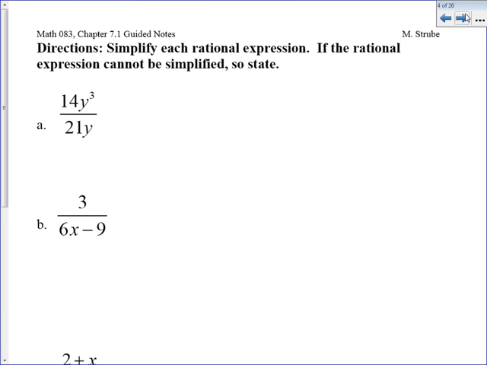So our first one actually is monomials. It's a little bit easier. So I have 14y to the third over 21y. So these are monomials, which means I can just simplify it. I want to start by simplifying the 14 over 21. What can I divide out of both 14 and 21? 7. This goes back to your basic math. 14 divided by 7 is 2. 21 divided by 7 is 3.